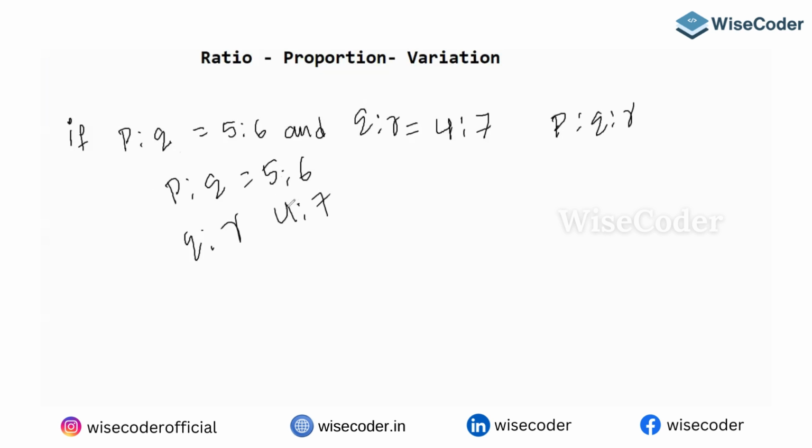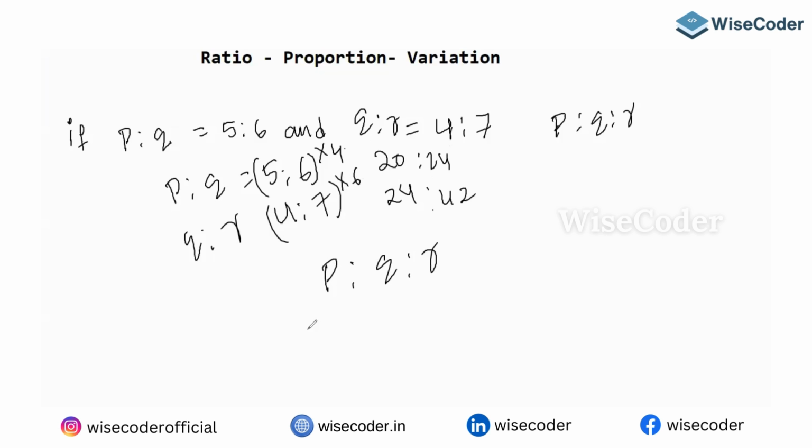6 and 4 are same? No. So multiply first ratio with 4, multiply second ratio with 6. 5 fours are 20, 6 fours are 24, 6 fours are 24, 7 sixes are 42. So now you can write P is to Q is to R is equals to 20 is to 24 is to 42.